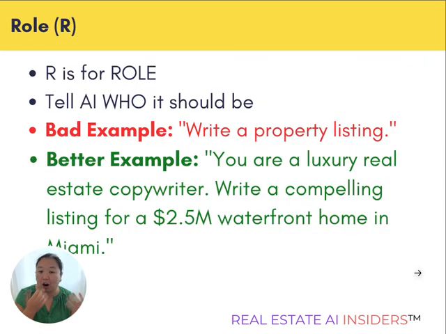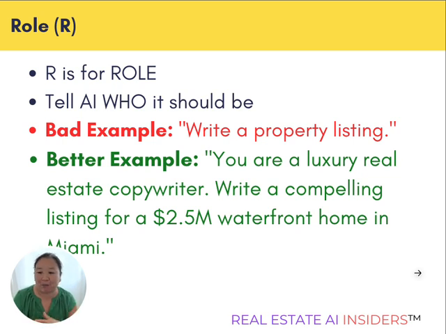R is for role. You want to tell the AI who it should be. When you're giving AI a task, you should be thinking, okay, if I were to give this task to somebody in real life, who would I want? If I could have anybody do this task for me, who would I want that person to be? And then you just tell AI that you want it to be that person, right?